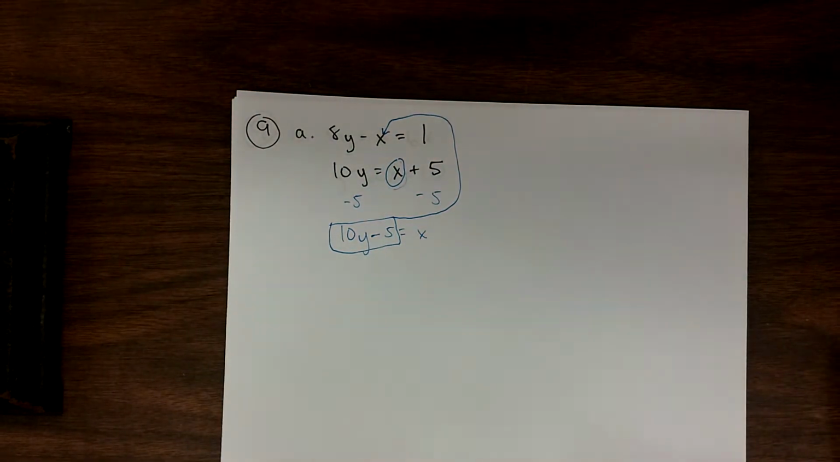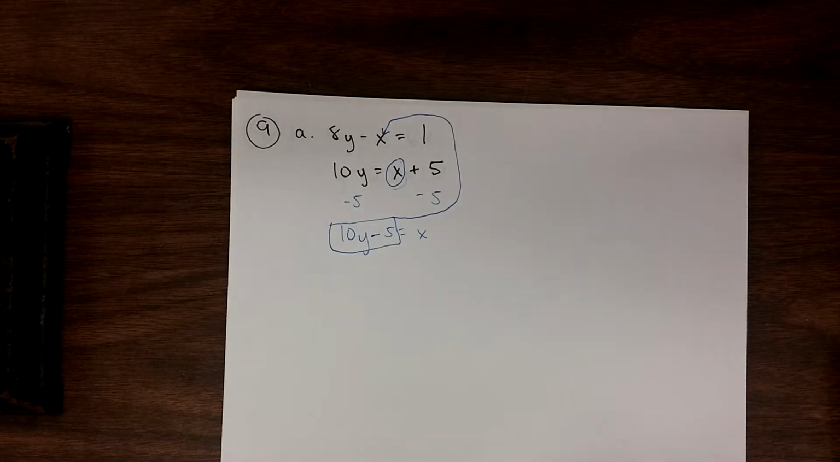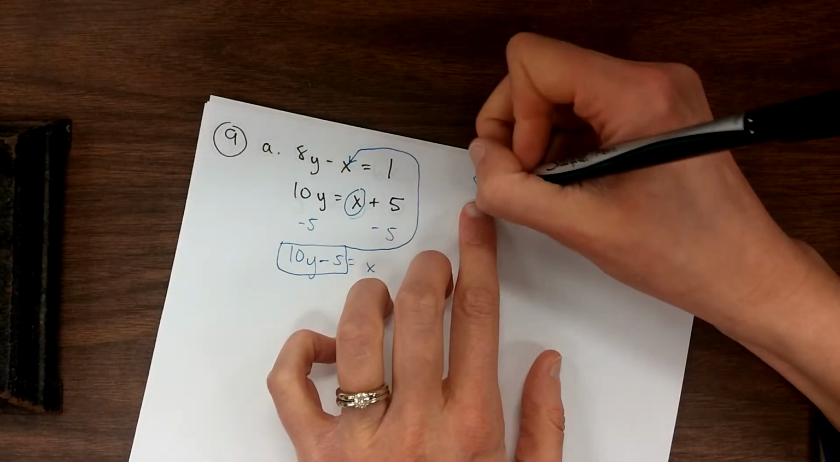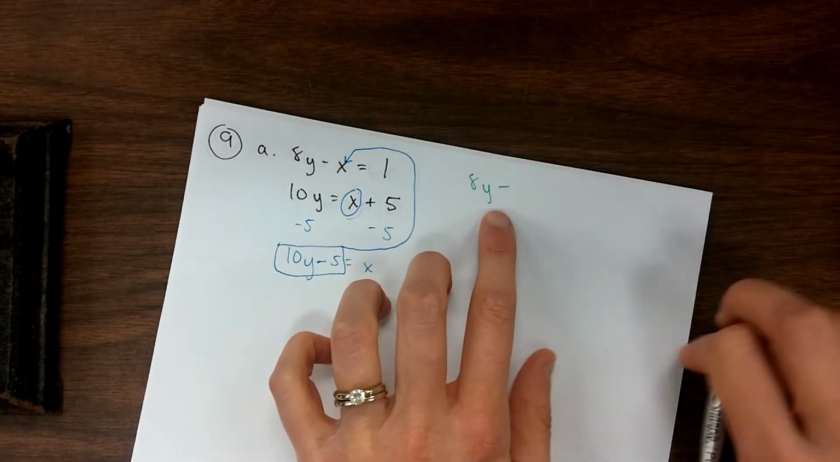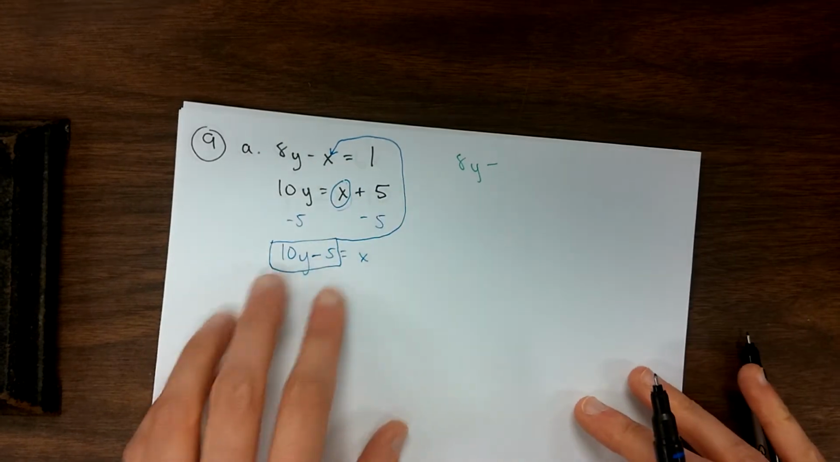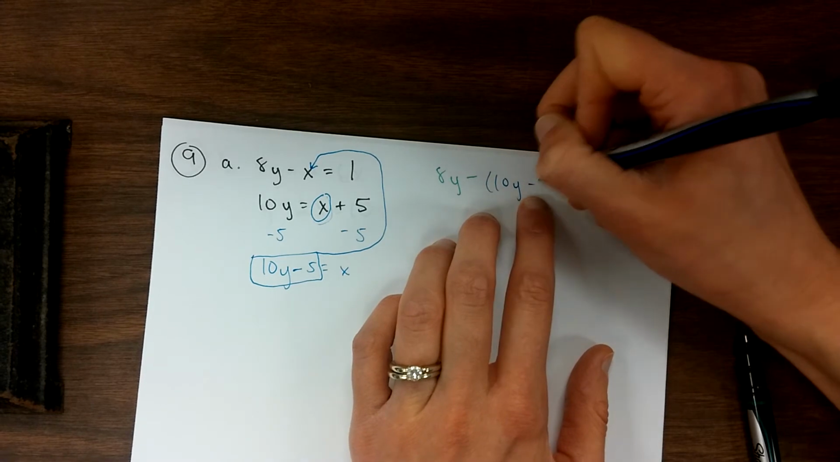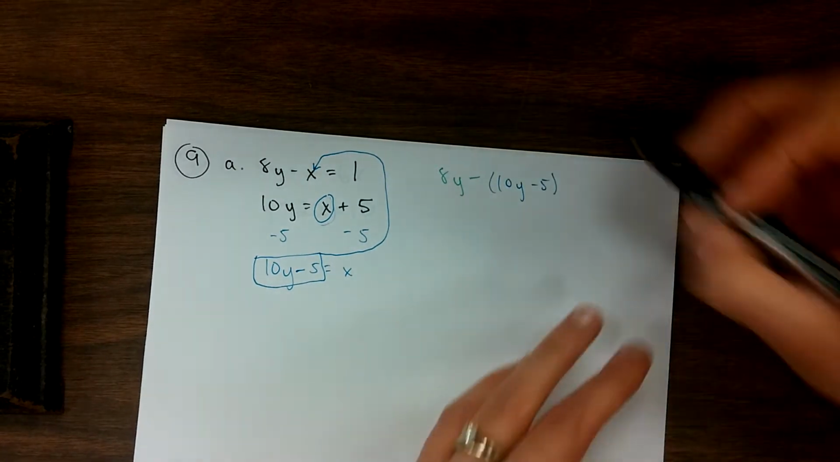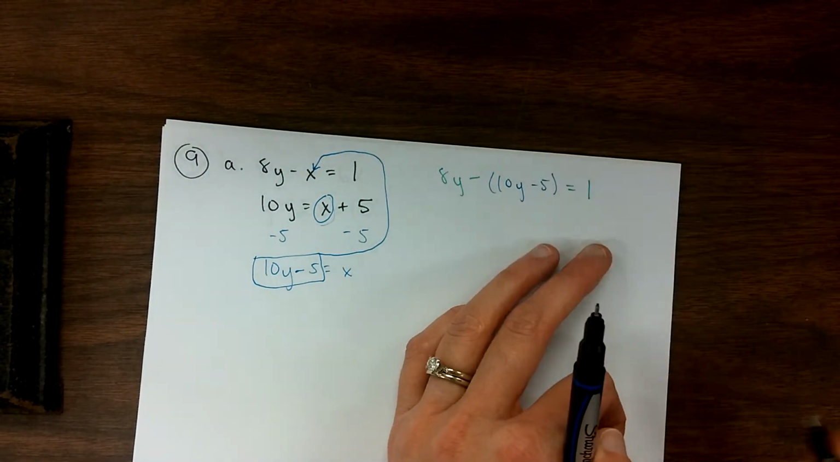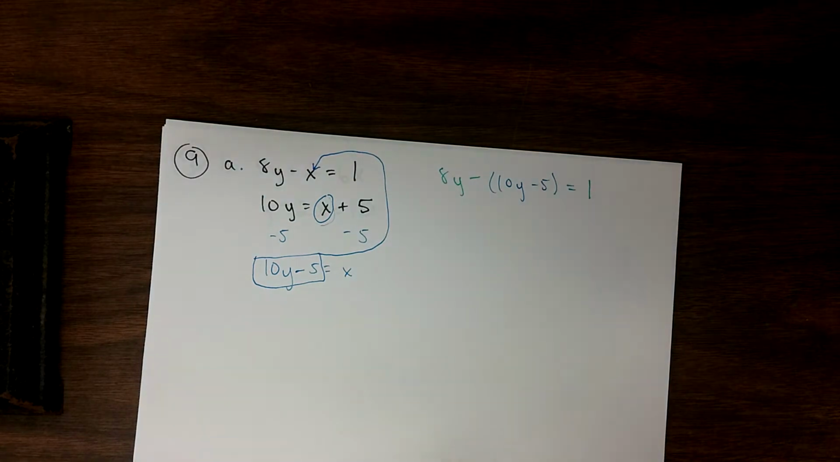So I'm going to rewrite that top equation. I'm going to have 8y minus, but then where the x was, I'm going to put in parentheses this 10y minus 5 because I know that equals x. So that goes in there, and then I'm going to write the rest of the equation, the equals 1, and then I'm going to solve it from there.